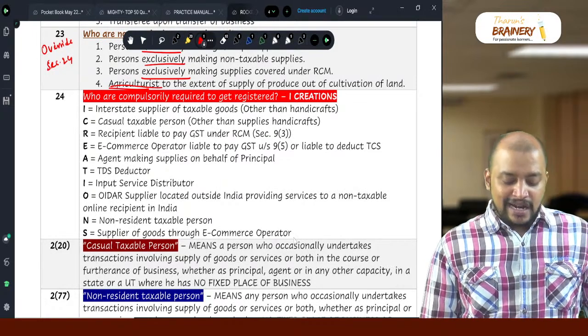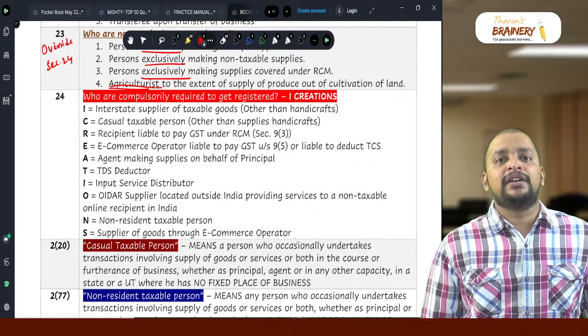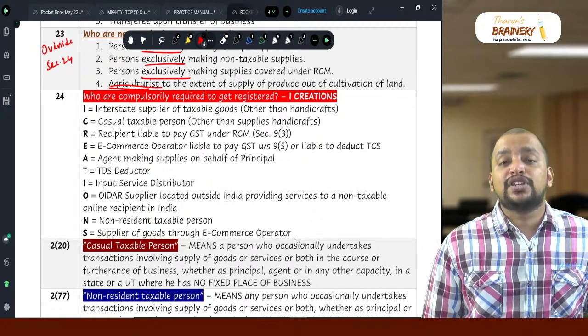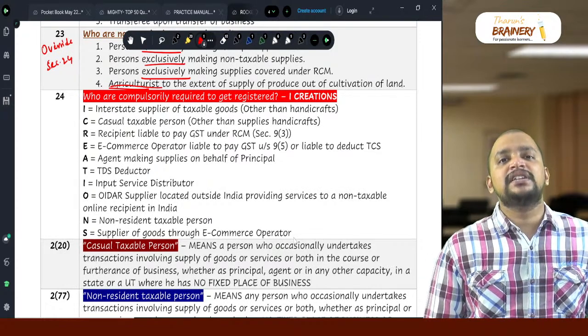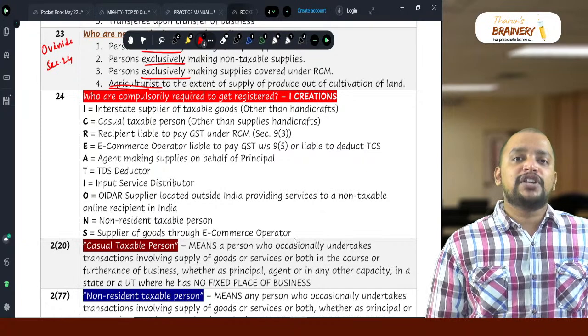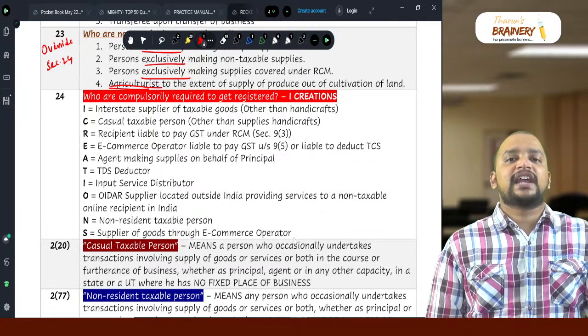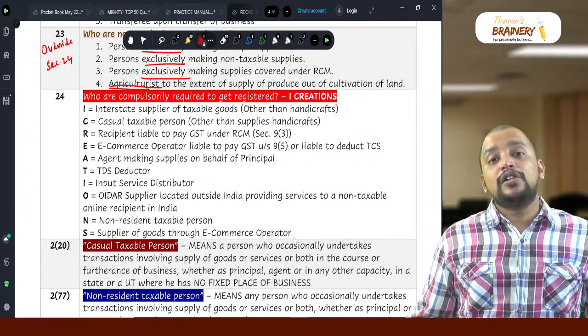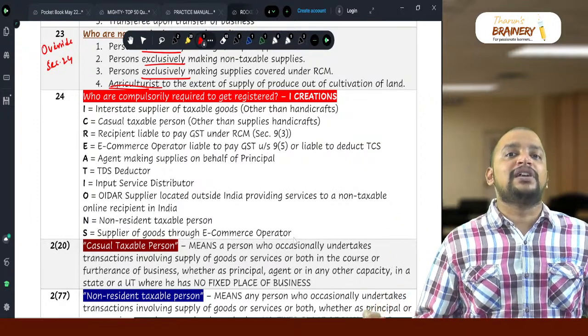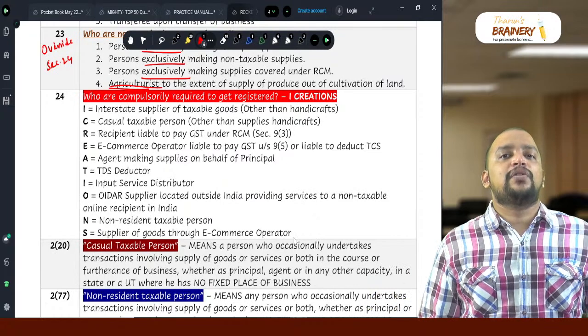Okay. Then next, E for e-commerce operator who is liable to pay GST with respect to 3 notified services. What are they? HAT, housekeeping service, accommodation service, transportation of passengers by radio taxi, motor cab, maxi cab and motorcycle. So they need to compulsorily register. Also an e-commerce operator who is required to deduct TCS is compulsorily required to register.